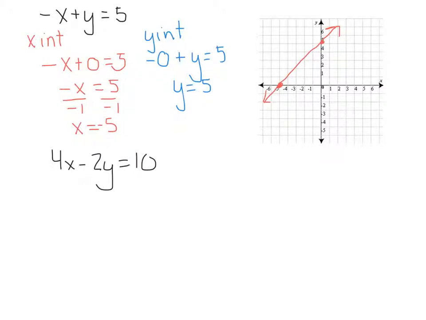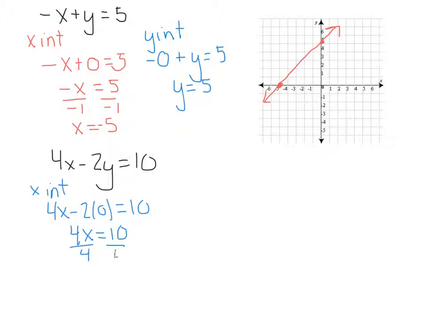Again, we're going to start off by finding the x-intercept. I'm going to plug in 0 for y. So I have 4x minus 2 times 0 equals 10. That cancels out, and I get 4x equals 10. I want to divide both sides by 4. I'm going to get x is equal to 2 2/4, which is 2.5. Don't think that you did something wrong just because you didn't get a whole number.